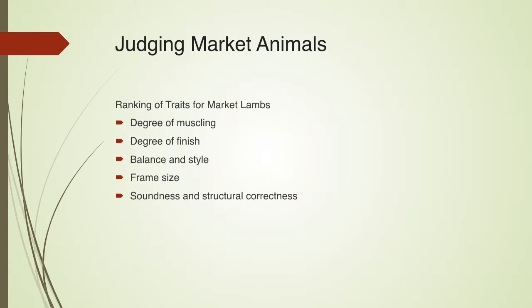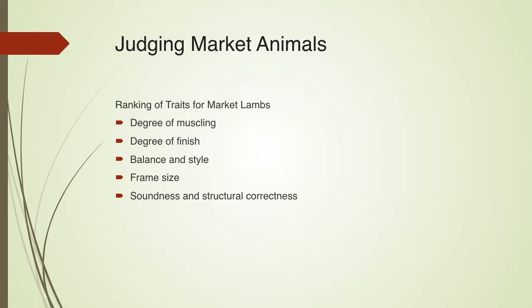So when we're evaluating a market animal, here are the traits that we're looking at. First and foremost, we're looking at degree of muscle. The reason this is our most important trait is because a market animal is going to go to harvest, and that muscle expression, or the size of those muscles, corresponds to the cuts of meat that we get. So if we have an animal that has higher muscling or larger muscles, we're typically going to get more money because we have more product coming off of that animal.